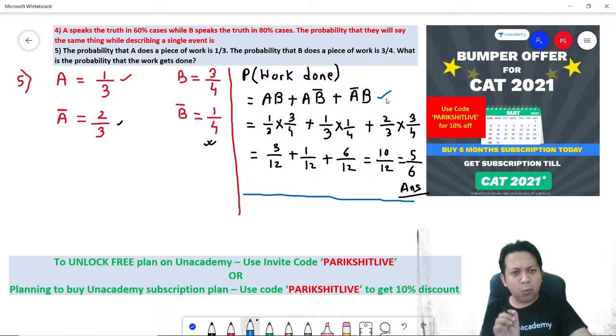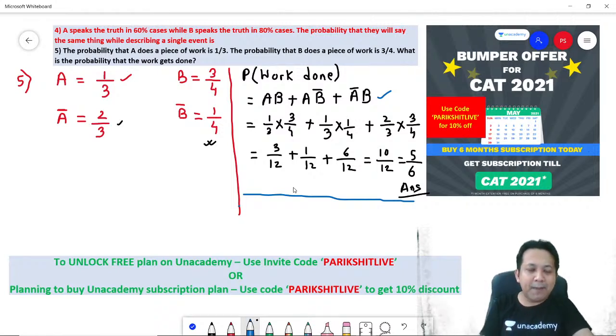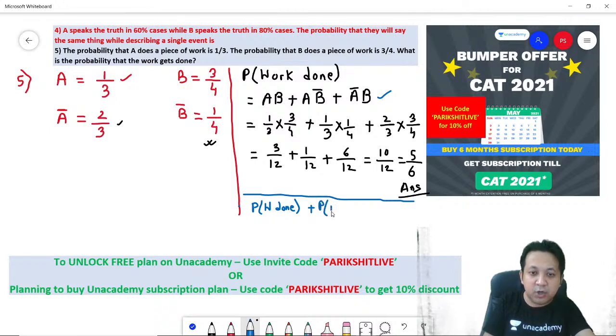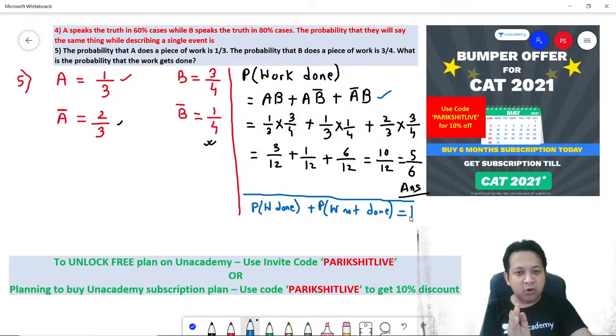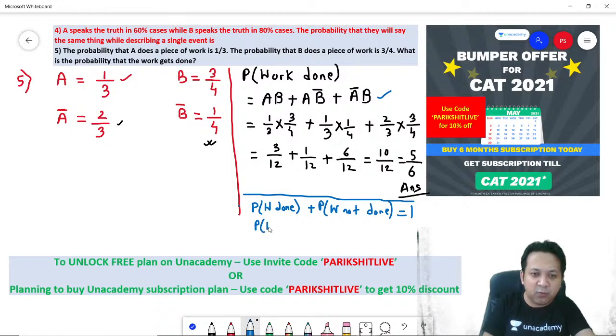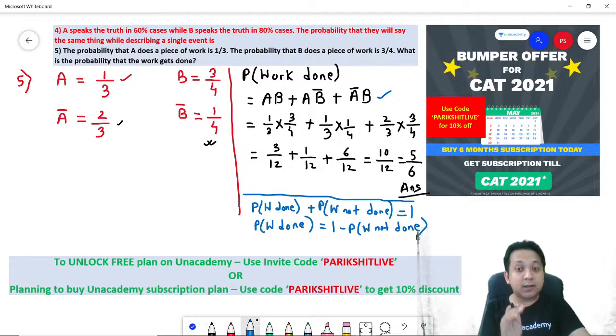Think about it. What is the probability of the work getting done? Probability of work done plus probability of work not done will be what? Will it be 1? Yes. Why? Because there are only 2 possibilities. Either you do the work or you don't do the work. So can I say the probability of the work getting done is equal to 1 minus the probability of work not done? Will you agree? Probability of the work getting done is 1 minus the probability of the work not getting done.